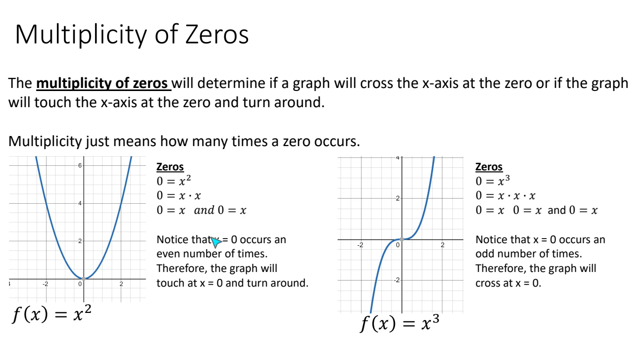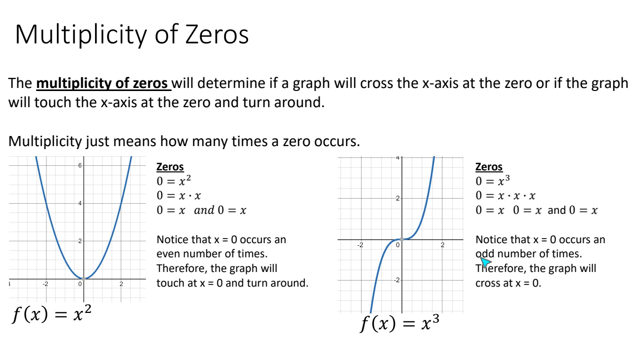It didn't cross it. If we look at this one here, again, our cubic function, 0 equals x cubed, we can rewrite this as x times x times x, right? Any of these could be zeros, so we have three instances of zeros. So our multiplicity of zeros for this particular example would be 3, okay? So this is what we're talking about when we have an odd multiplicity or an even multiplicity. If the number of zeros is an even number, it's called an even multiplicity.